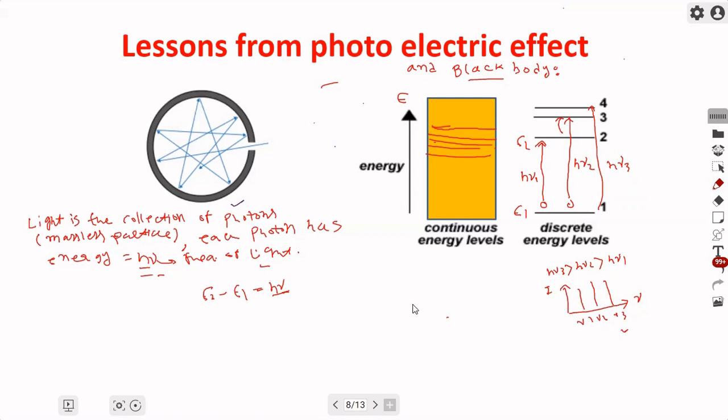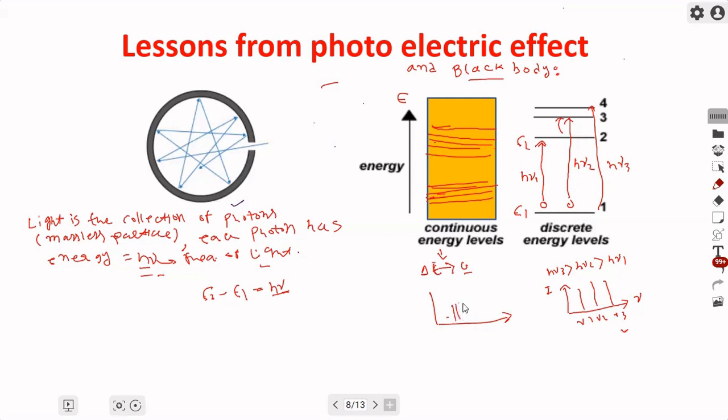Now, what will happen if the energy levels are continuous? Continuous means the energy gap between two successive levels is very, very low. That means delta E, the energy gap between two successive levels, tends to 0. So in this case, will we see this discrete spectrum again? No. In this case, we will see a continuous spectrum.